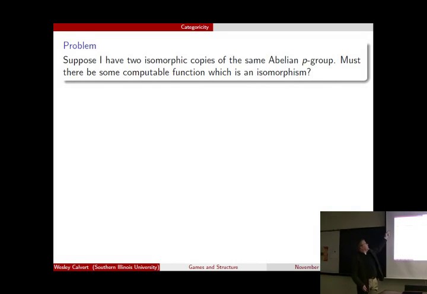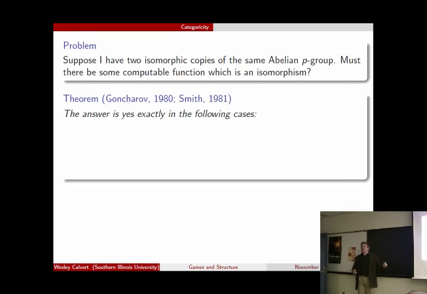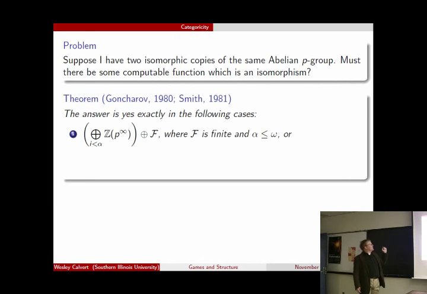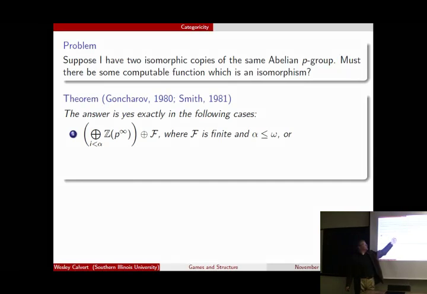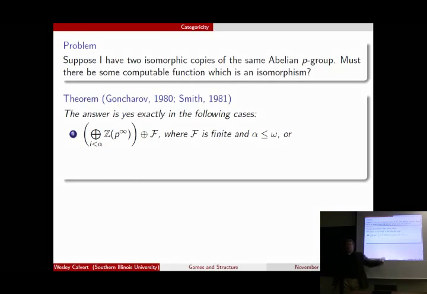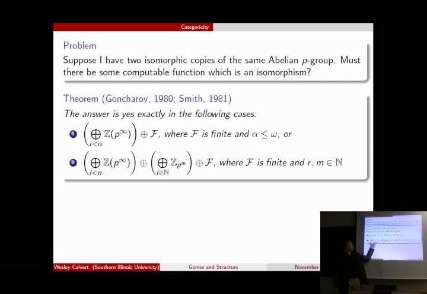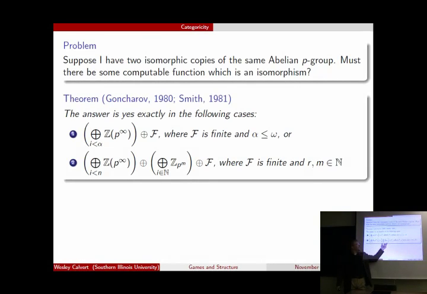So I'd like to know whether I can compute the isomorphism between these two Abelian P groups. And here's another one of those east-west results. The answer is yes. If you have any number of copies of the Prüfer group and then some finite thing added onto it, or else you have some finite number of copies of the Prüfer group and some finite thing, and then infinitely many of one type of cyclic summand.